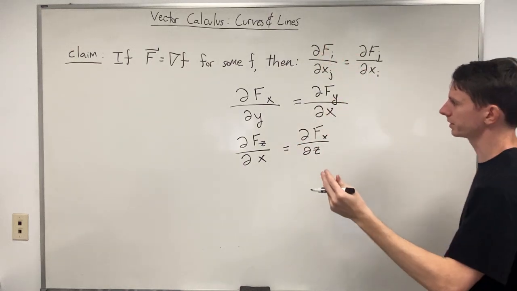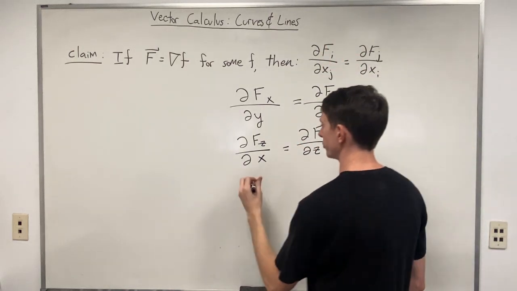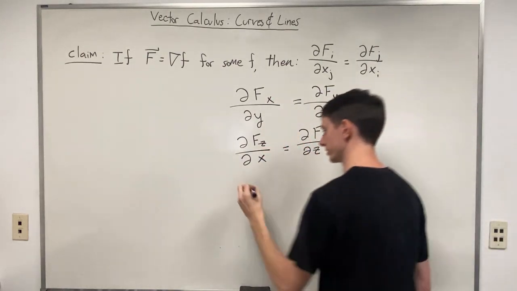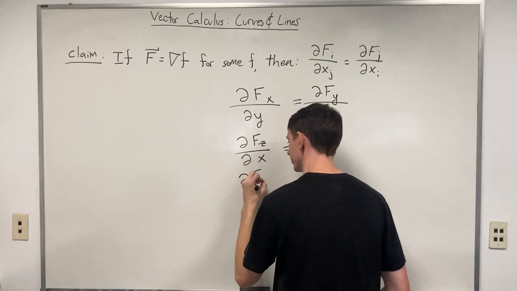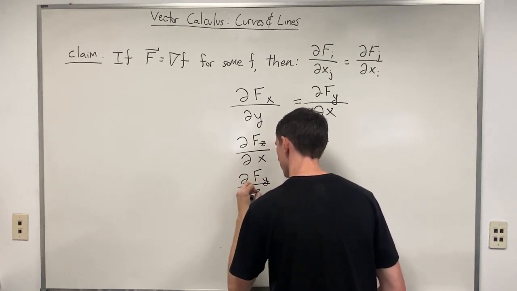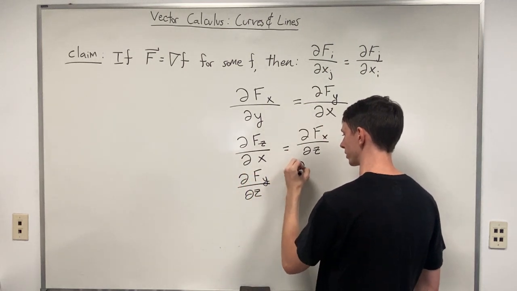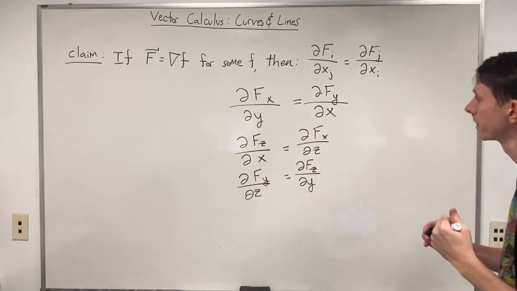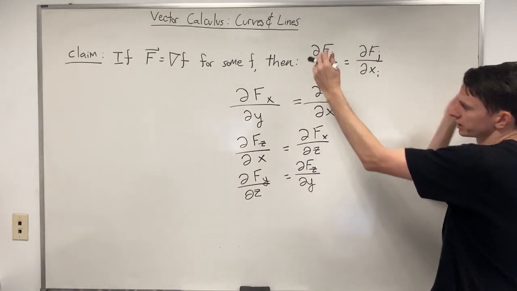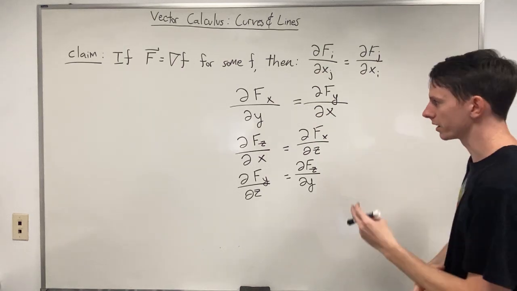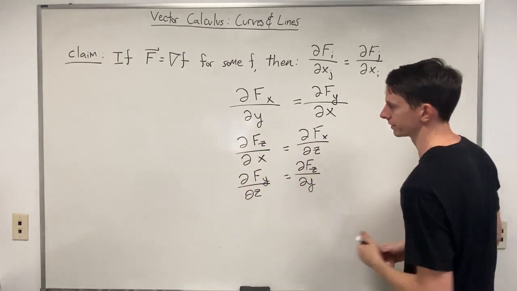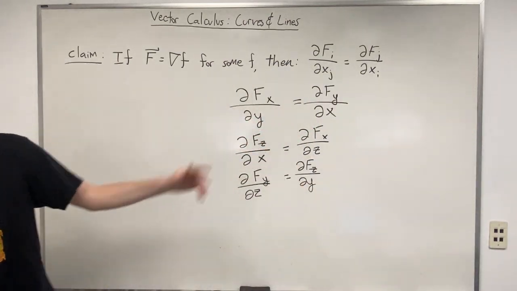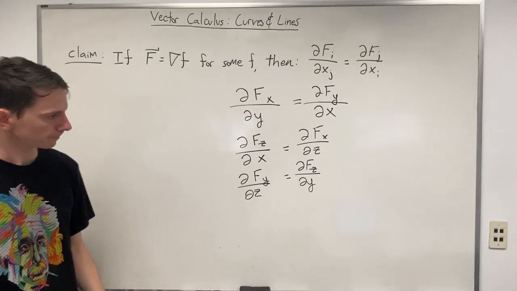And then, just to complete it, we have x and y, and we have x and z, so now we need y and z. So this would also be valid. We'd have partial f_y partial z equals partial f_z partial y. So this general expression is just a compact way of writing each of these three equations. And it's saying that no matter which of those equations you look at, they're all going to be true.